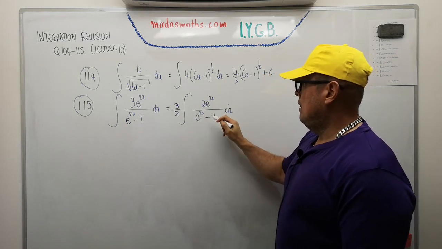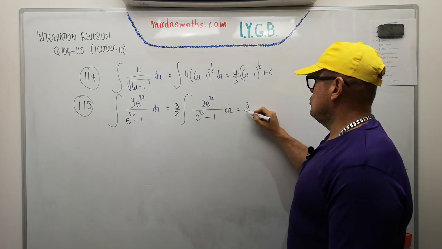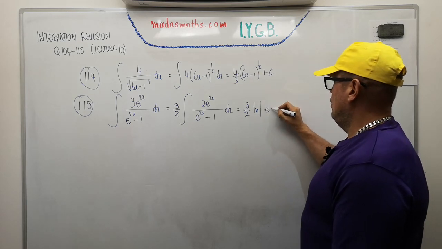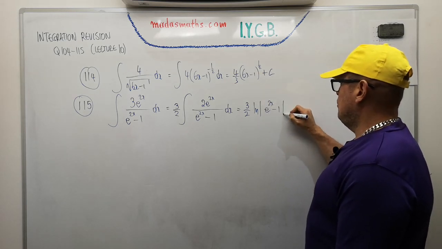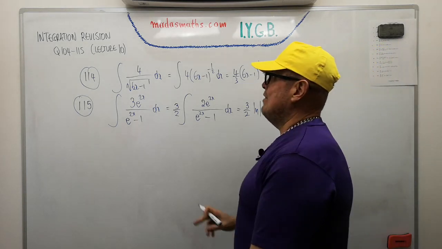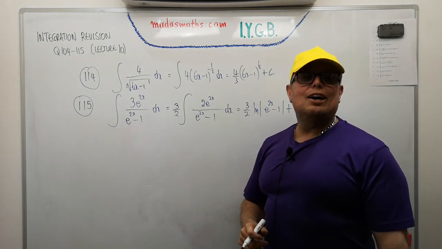And now this is perfect, and the answer is 3 over 2, the log of the mod of e to the 2x minus 1 plus c. And I think that is the answer. And that's the end of the lecture, lecture 10 up to example 115. And who's laughing now?